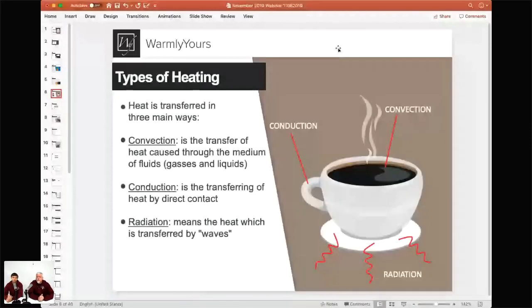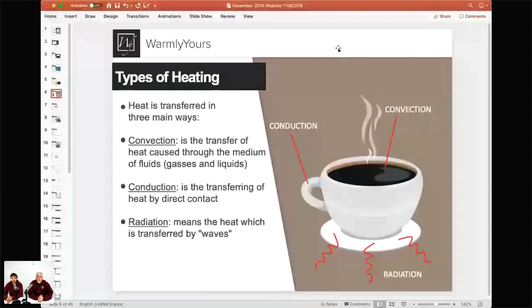Like I mentioned previously, there are three main ways of transferring heat. Convection is when you're transferring the heat through a medium of fluids, so gases or liquids. On that picture, convection is the hot steam or hot liquid in the cup. Conduction is the transfer of heat by direct contact. So when you grab that hot cup of coffee, the surface is going to be hot because that liquid conducted the heat directly to the surface.